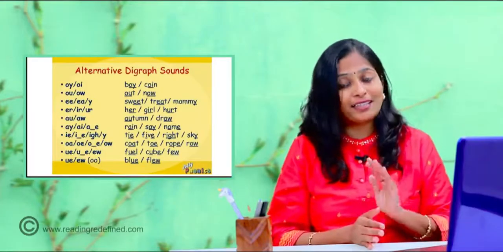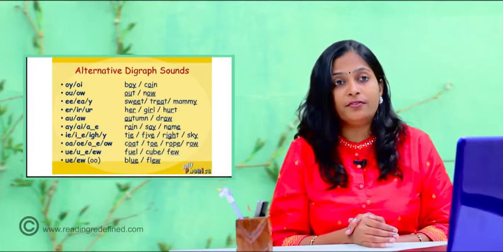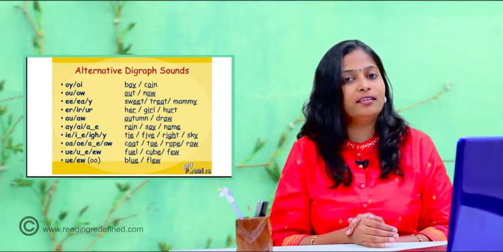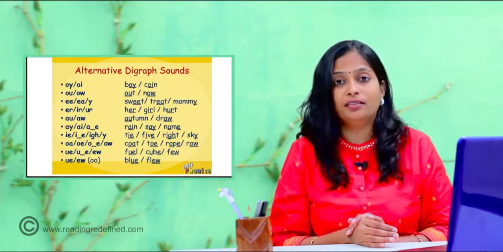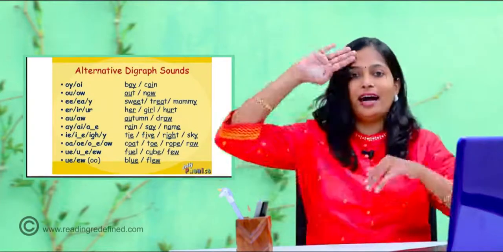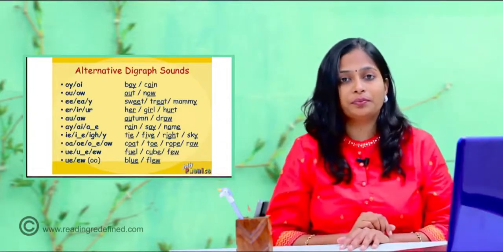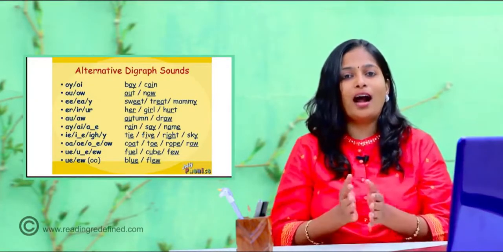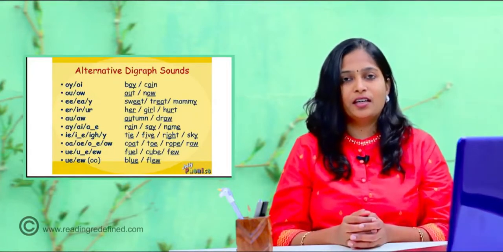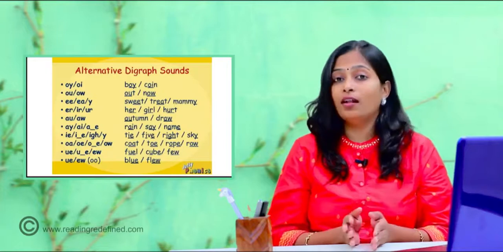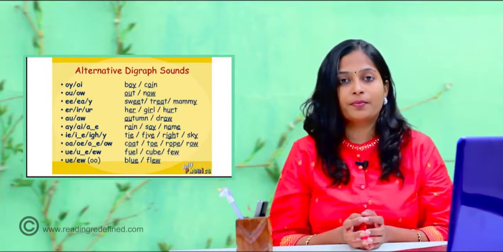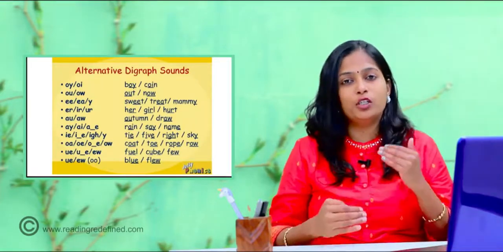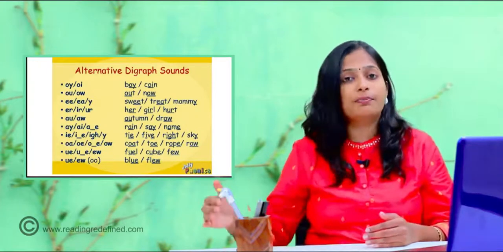So now let's get into the alternative digraph sounds. What were all the digraphs that we learned? The vowel digraphs: A, E, I, O, U, and also Oi, Ow, right? So we have alternate spellings for all these vowel digraphs. Let's discuss in detail each vowel digraph and the alternate spelling patterns.